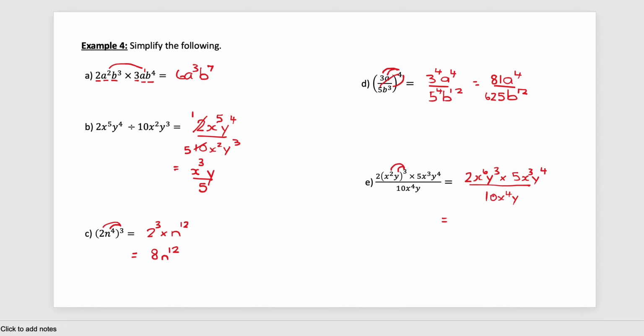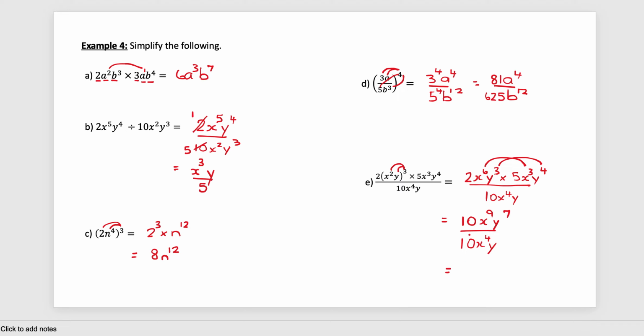So now what I'm going to do is simplify the numerator. 2 times 5 is 10. And then with the x, we've got 6 plus 3 is 9. And with the y, we've got 3 plus 4 is 7. Over, we've got the 10 as well at the bottom. And we've got x to the power of 4 and y.